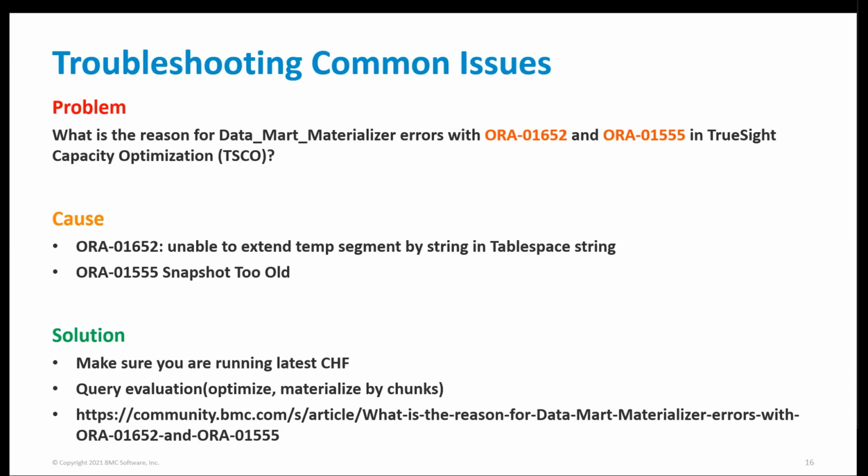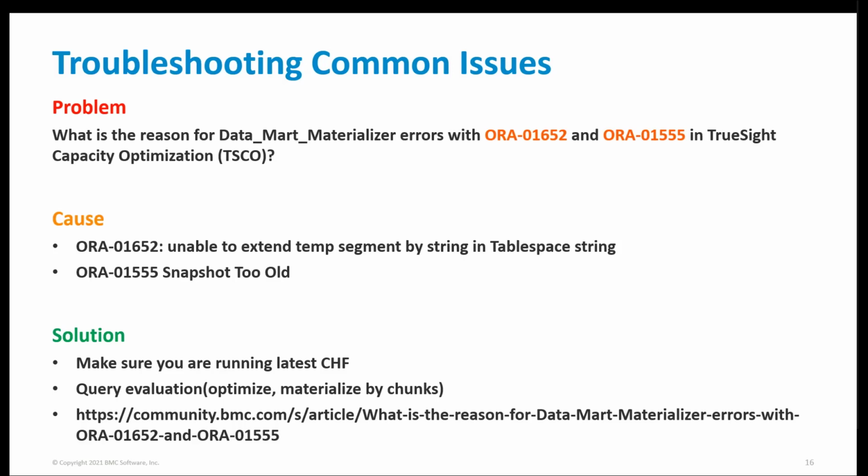Now we will review the most common issues reported by our customers. The first one is: what is the reason for a Data Mart materialization to end on an error, snapshot too old, or unable to extend the temp segment? A snapshot too old error occurs when there is a long-running query that accesses data that is being modified by other tasks. This falls to the value configured on the undo retention and undo tablespace, since this determines how much space is reserved to store past data.